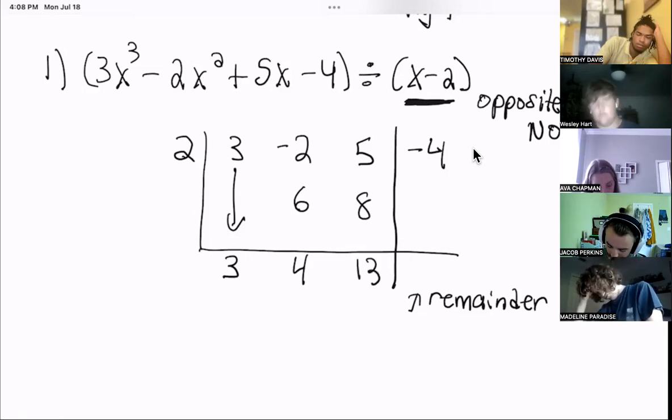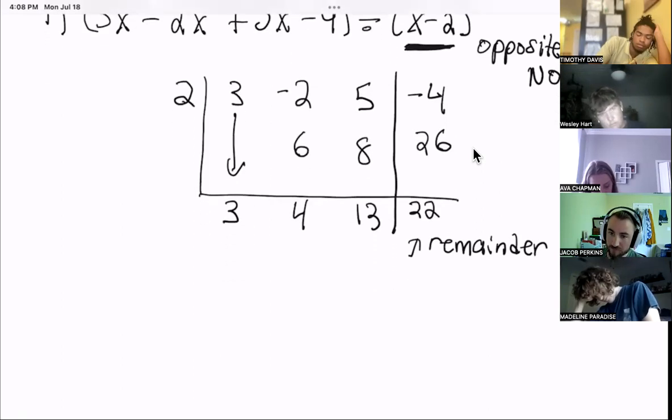I multiply again. 13 times 2 is 26. I add down, I get 22. Guess what? That's my answer. All I have to do is write it.